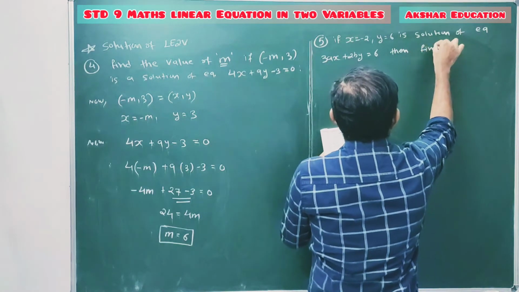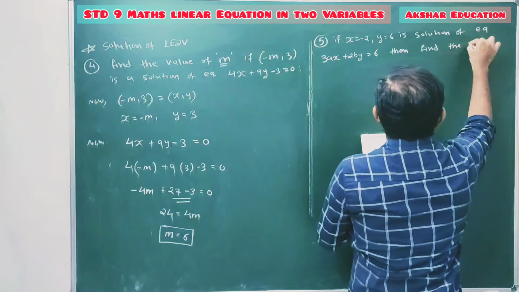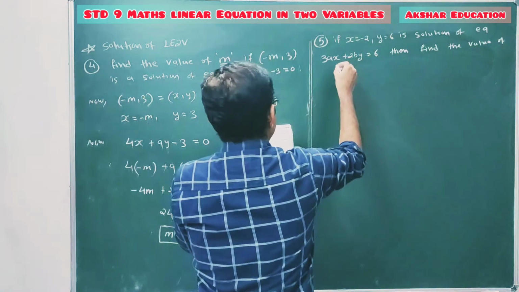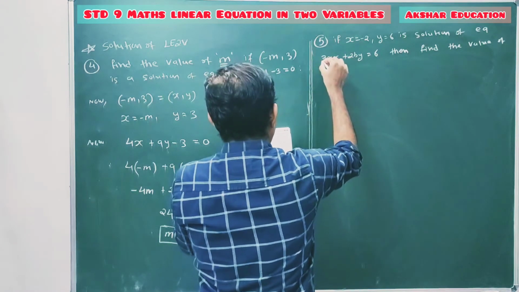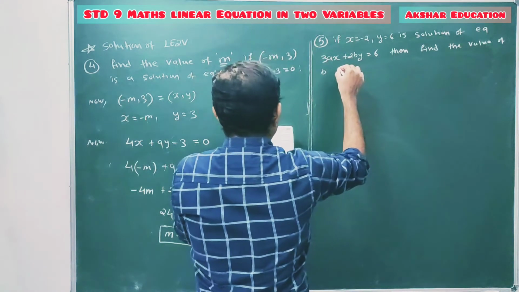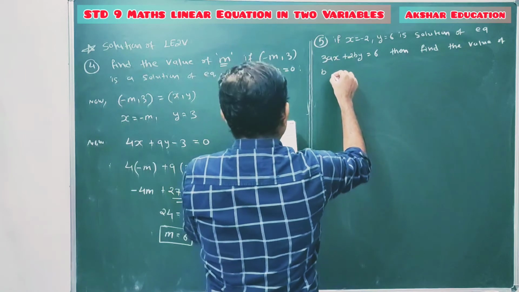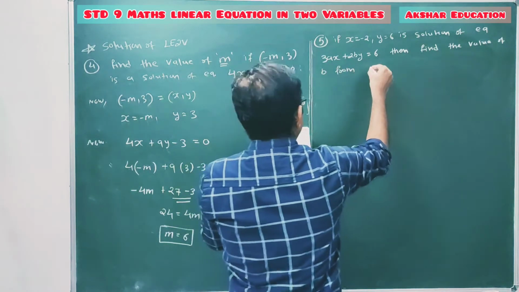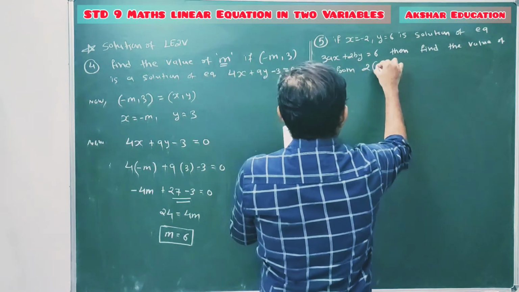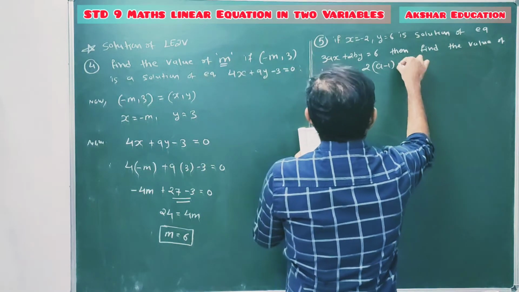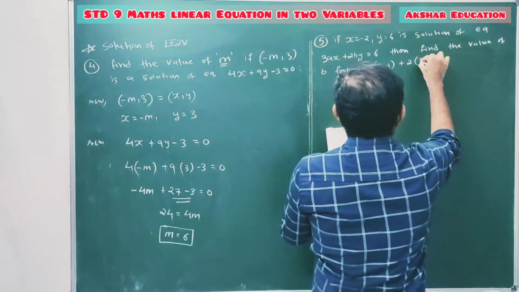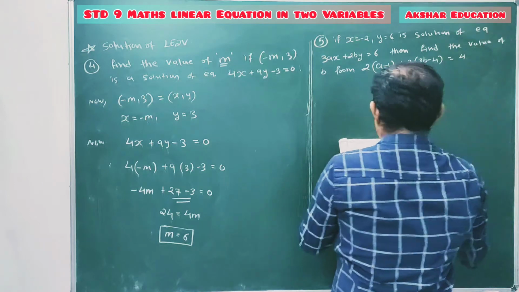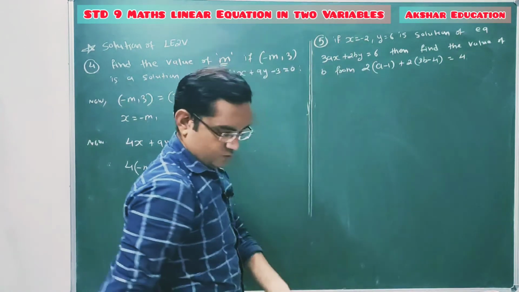find the value of b from 2(a minus 1) plus 2(3b minus 4) equal to 4. Clear, students? So this is given.